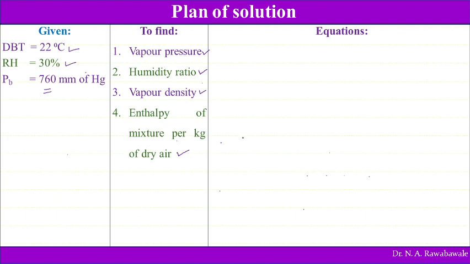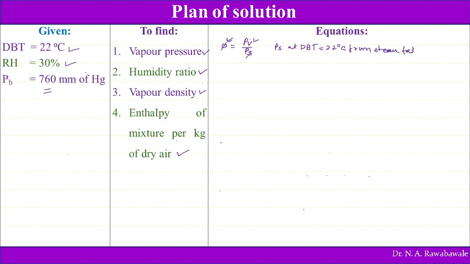So to find out vapor pressure, we know this formula for relative humidity phi. Phi is equal to PV divided by PS. So now we can find out PS, and we want to find out vapor pressure. Phi is known, we want to find out PV, and PS can be obtained at dry bulb temperature equal to 22 degrees Celsius from steam table.